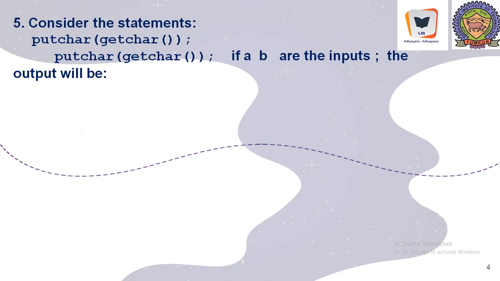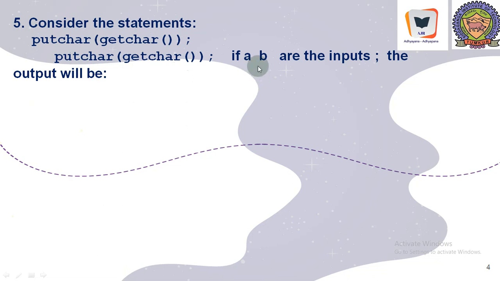But as far as getchar is concerned, whatever we enter will go as a character input, and at the same time it will be printed on the screen also. The first is putchar, getchar. So whatever is gotten by this getchar will be placed on the screen. Next, once again, there is another putchar function with another getchar.